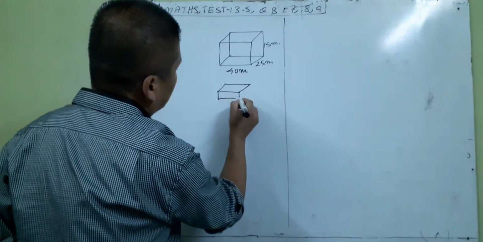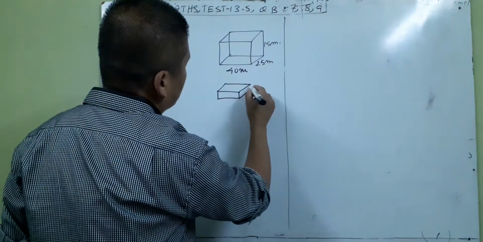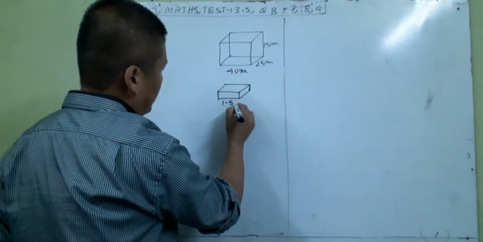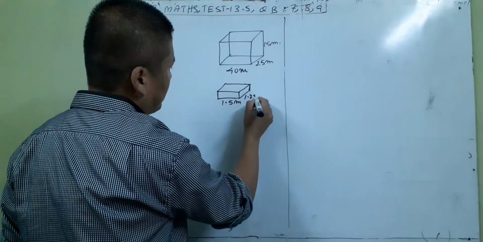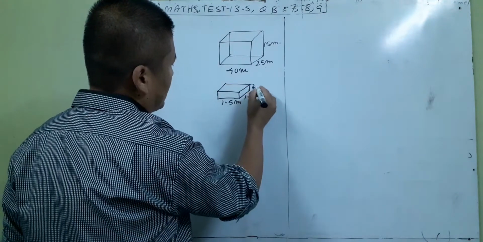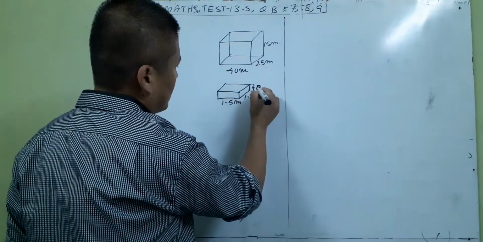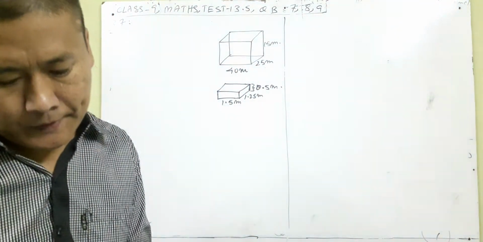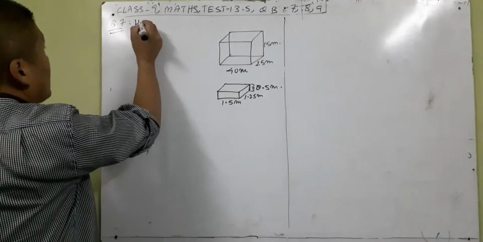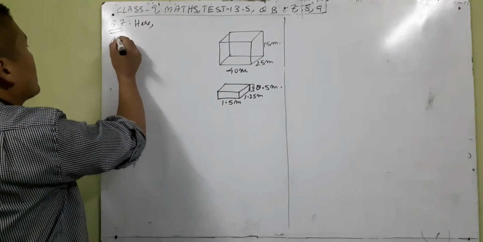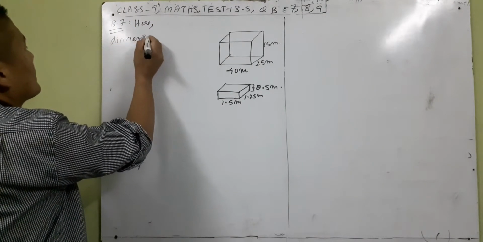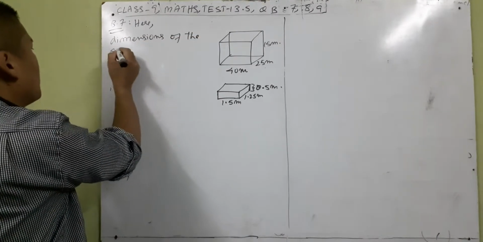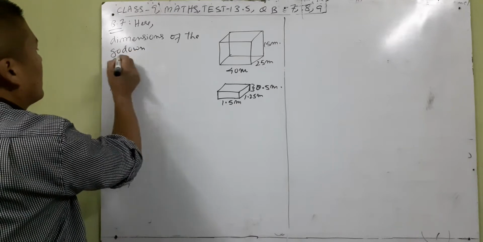So this is the wooden crate. The dimension is clearly mentioned as 1.5 meter long, 1.25 meter like this, and the thickness is 0.5 meter. So here, as we read the question, it is very clear to us, the dimensions of the godown, which is in cuboidal shape.